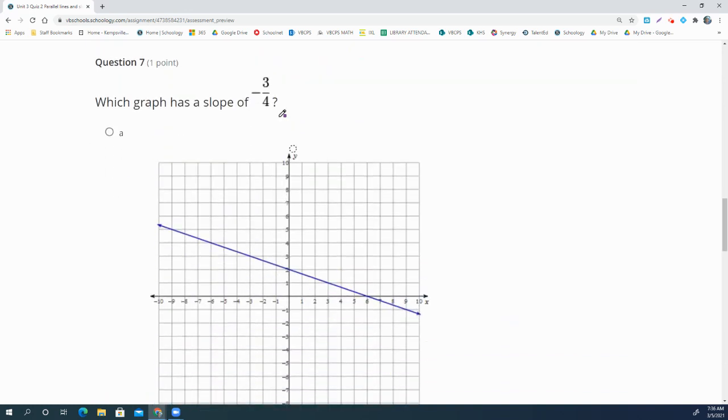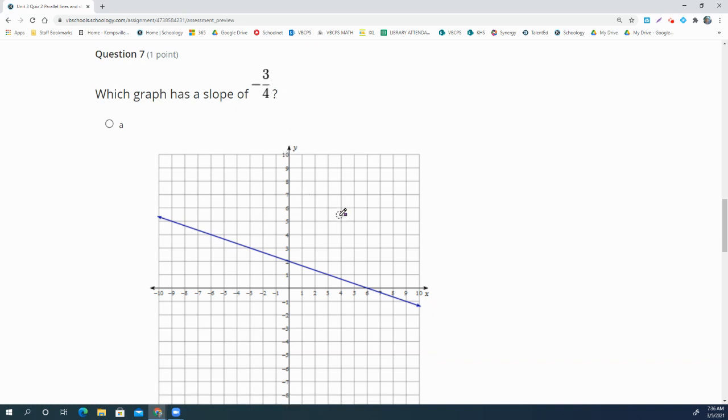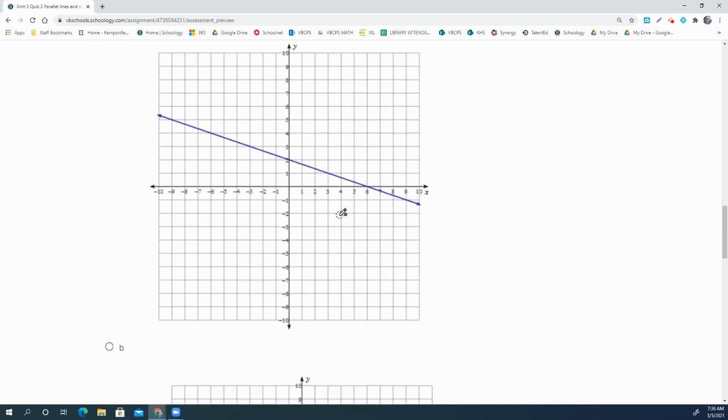How do I figure out which graph has a slope of -3 over 4? What's the first step? Yeah, how do I find good points? Absolutely. Find those good intersections on the graph line. I love that. So I always find several of them. That way I can make sure I have the same pattern going from dot to dot. It should look like stairs.